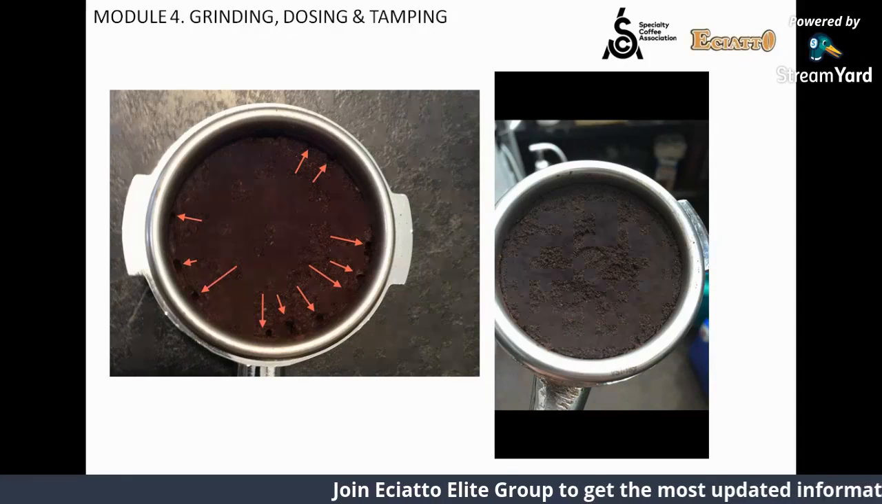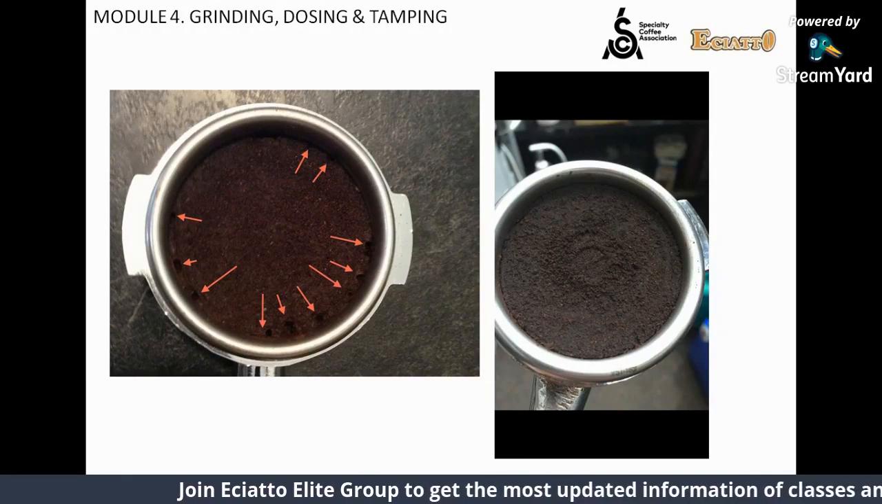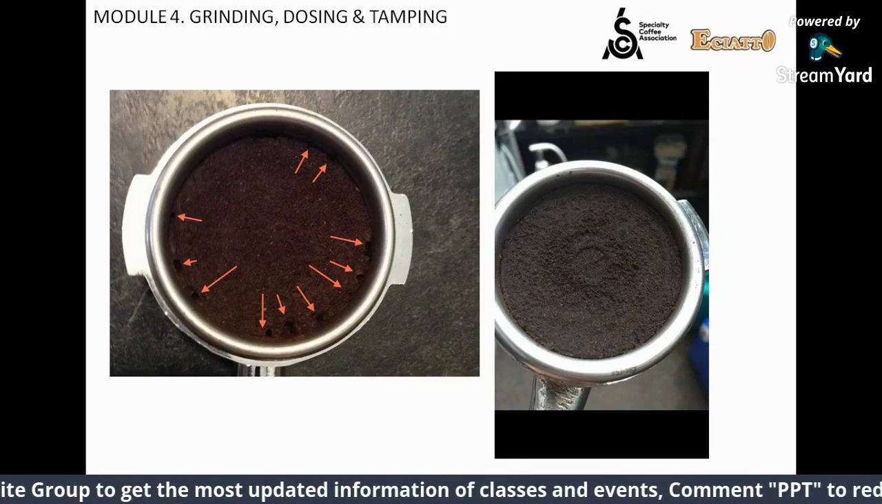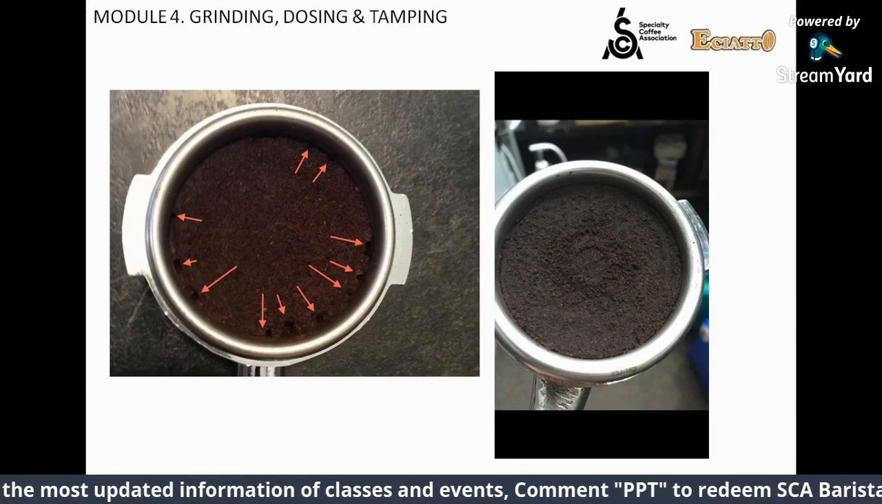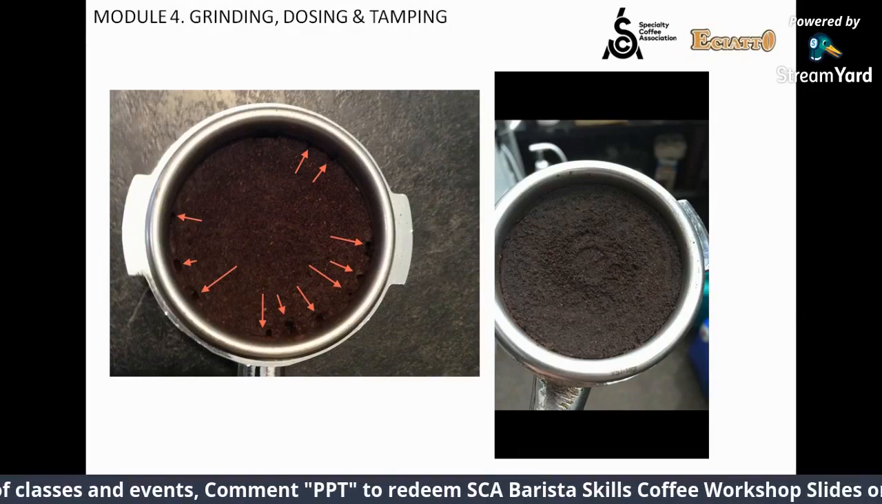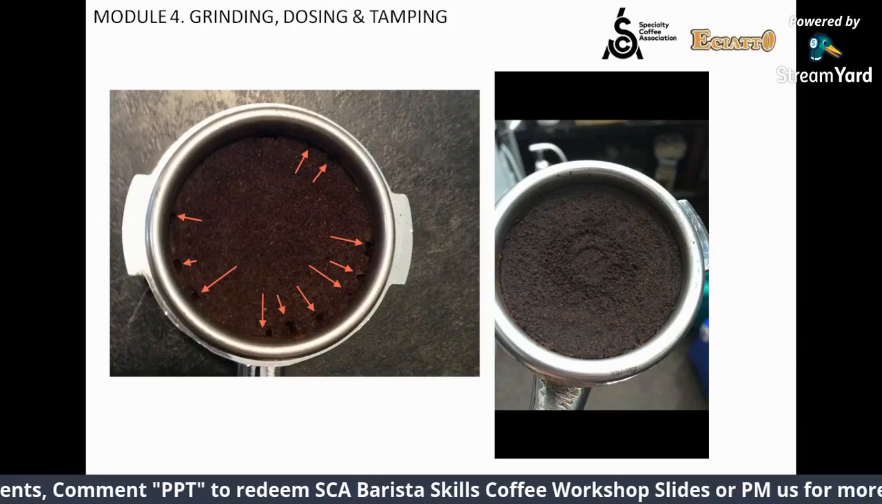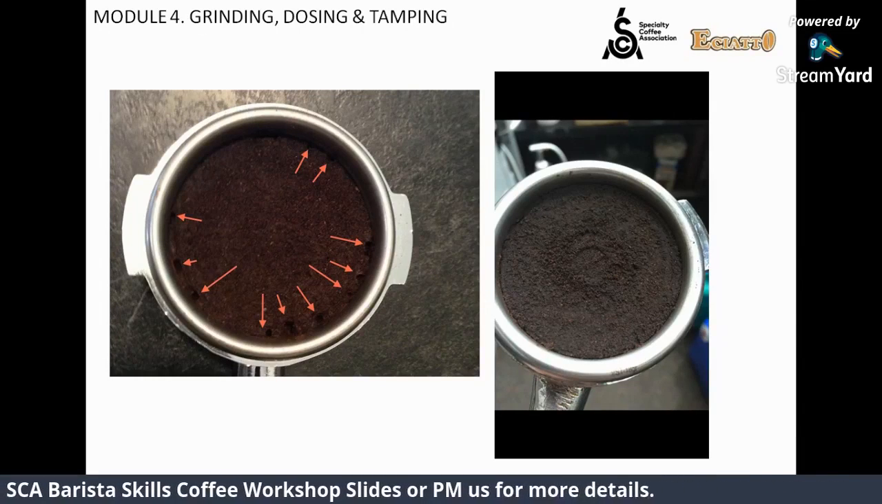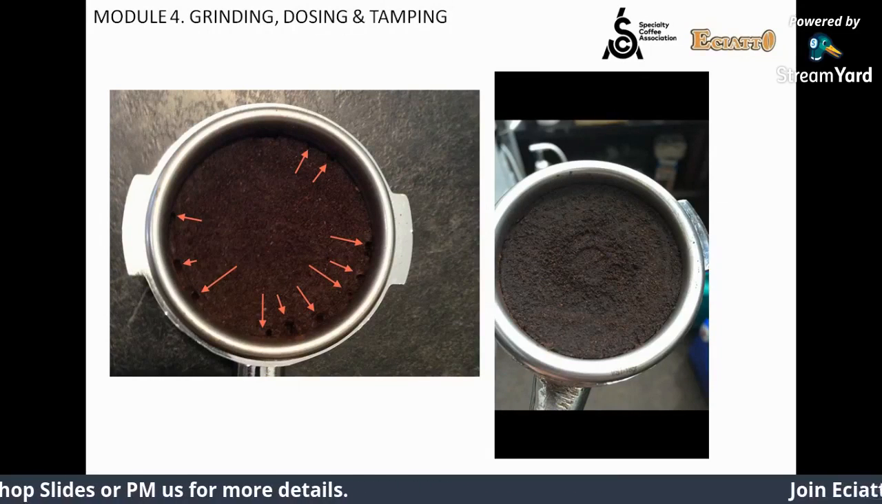If you want to try, for example, you are using 18 grams of coffee, try brewing one shot of espresso without tamping. Then try brewing another shot with correct tamping, the normal step that you do. Taste both of the espressos, then you will have a very big flavor and taste difference.